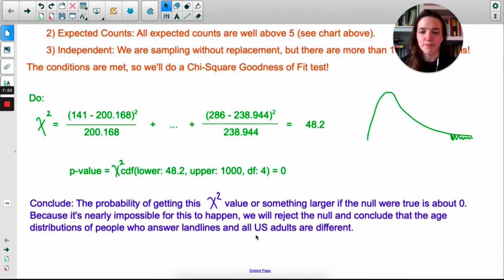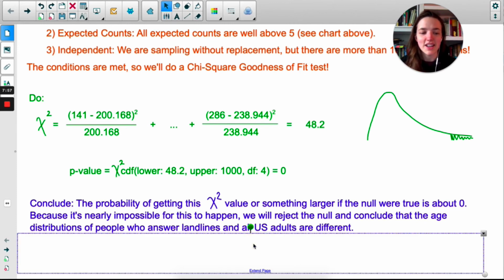So time to conclude. The probability of getting this chi-square value, or something larger if the null were true, is about 0. Notice I said, or something larger. You could say, or something more extreme. We're not going the other direction, so I said larger. It's nearly impossible for this to happen, so we will reject the null and conclude that the age distributions of people who answer landlines and all US adults are different. Notice that I included context. I didn't just say the distributions are different. I included context about what those distributions are.